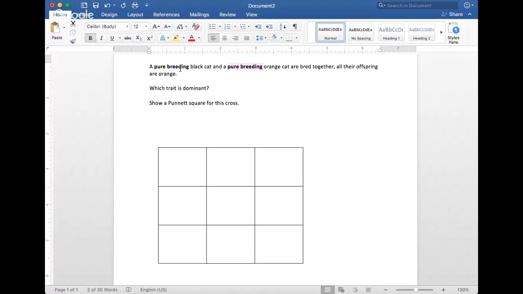Let's get this first question out of the way, and then we'll go through all the steps. The 5 steps that your lab manual takes you through are going to be really handy for solving genetics problems. So a pure breeding black cat only has the allele for black fur, and a pure breeding orange cat only has the allele for orange fur. We're crossing one homozygous cat with another homozygous cat, which means all their offspring are going to be heterozygous, and we'll prove that with a Punnett square in a second.